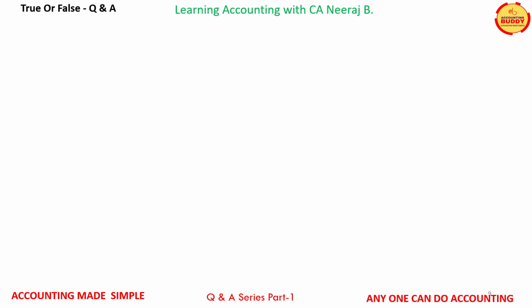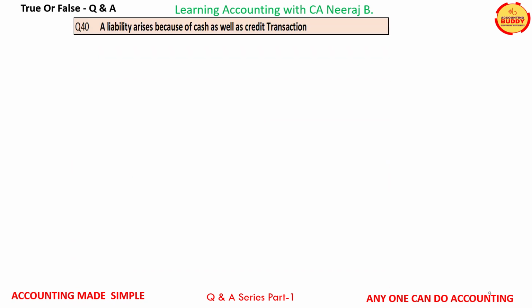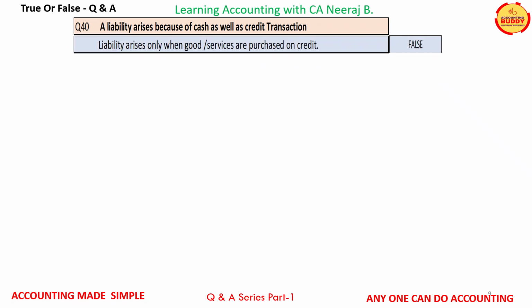Let us now go through true or false question and answer section. Question number 40 on your screens: a liability arises because of cash as well as credit transactions. This is a false statement. Liability arises only when the goods or services are purchased on credit.